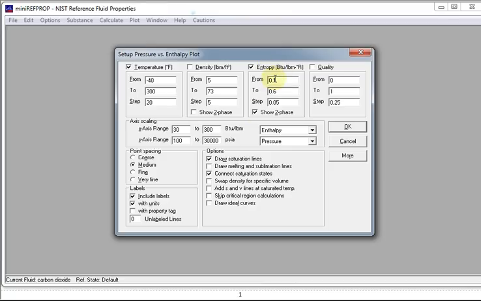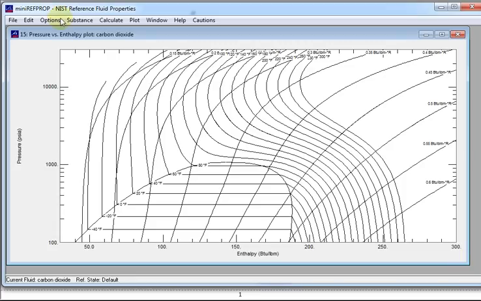How about lines of constant entropy? Looks like they're recommending some and showing it through the two-phase region. And let's see what they give us. It's a pressure enthalpy plot for carbon dioxide. On the y-axis, pressure in PSIA. On the x-axis, enthalpy. We see the dome, true? And let's take a look. If you wanted carbon dioxide to be in the two-phase dome at 80 degrees F, roughly what's the pressure? It's about 1,000 psi, true? That would be the saturation pressure. How about at 0 degrees F?